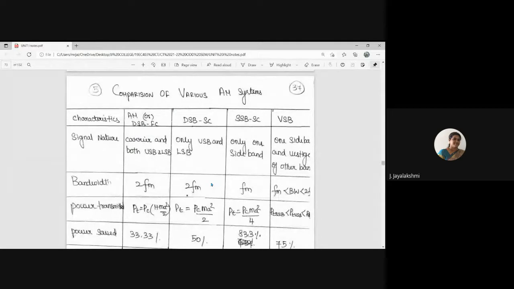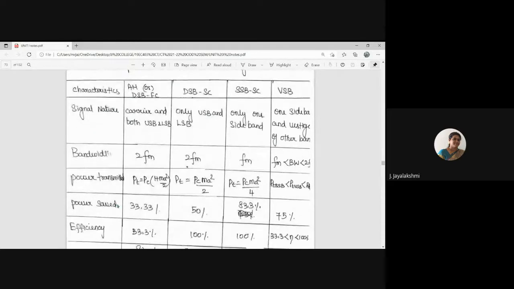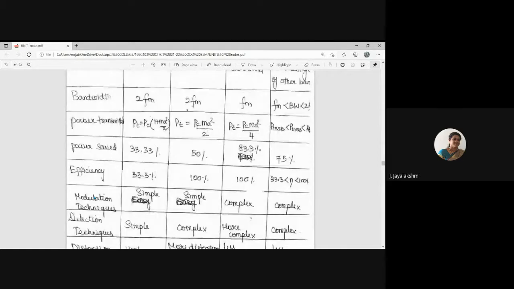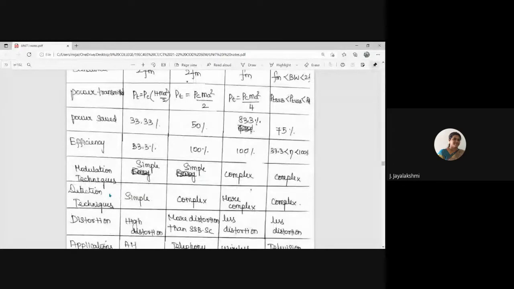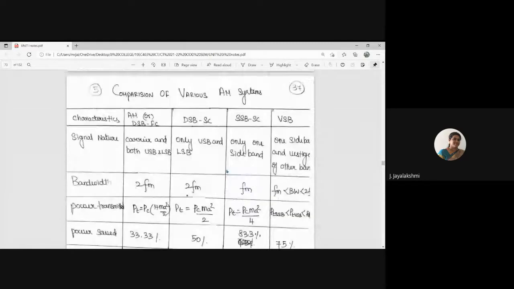And now here comes a comparison of various modulations. A few characteristics of these signals are taken into account: the signal nature, bandwidth, power transmission required, how much power you are going to save, what is going to be the efficiency, what is going to be the modulation technique, level of complexity, detection technique, distortion level, and so on. So of course, these four techniques are taken: modulation or generation of waves with full carrier, suppressed carrier, single sideband suppressed carrier, and vestigial sideband.